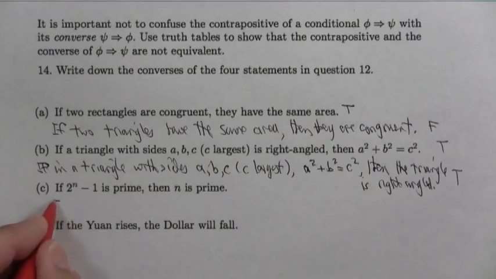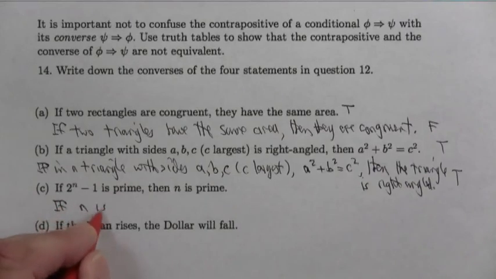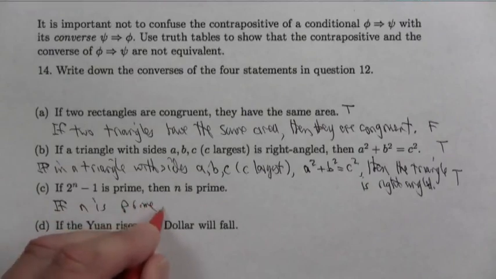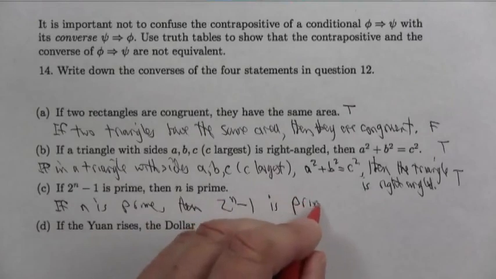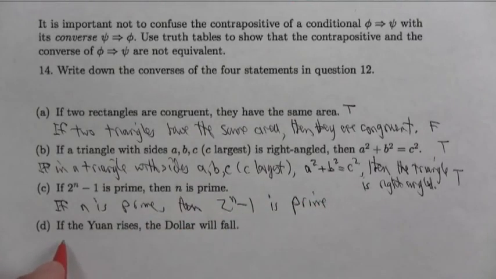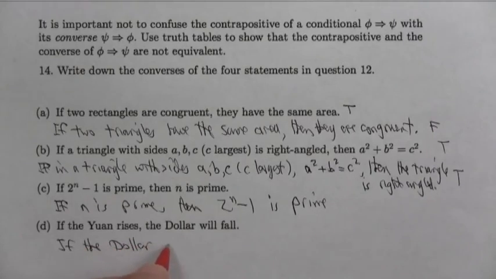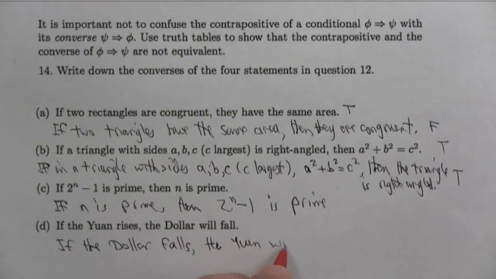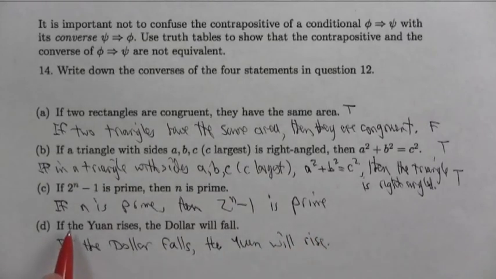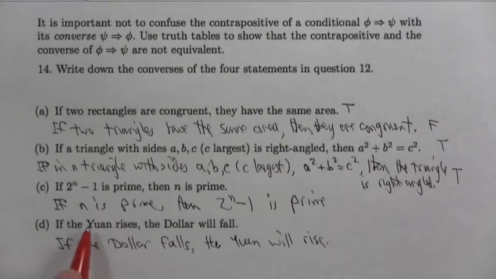In the case of this one, the converse would be: if n is prime, then 2 to the n minus 1 is prime. And the converse of this one is: if the dollar falls, the yen will rise. And in this case, there's no reason to assume that one necessarily follows from the other, unless in some way the two currencies are linked.